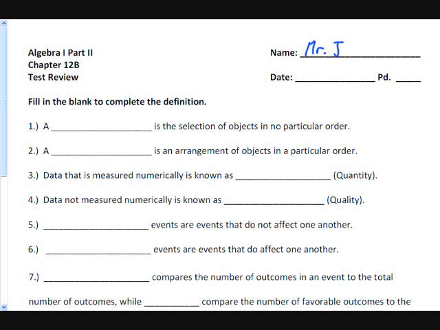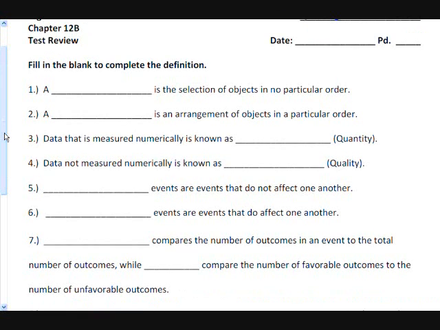If we look at these first couple, we're just filling in the blank with the appropriate definition, reviewing some of our math terms here. The first one says a blank is the selection of objects taken in no particular order, and the key here is that it's no particular order, so when order does not matter, that's when we use what's called a combination.